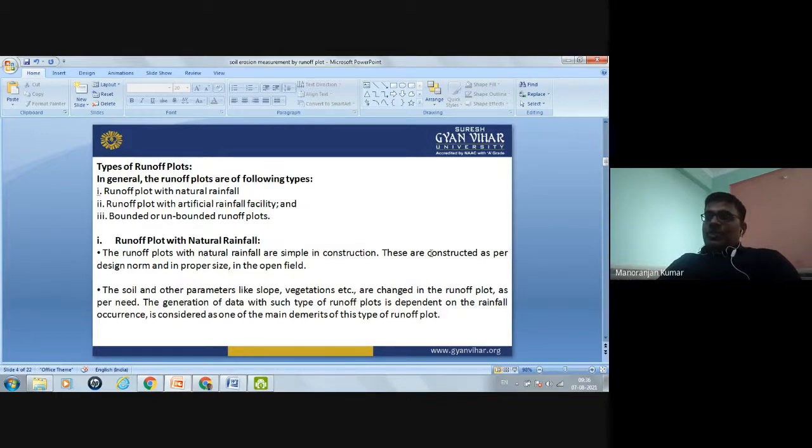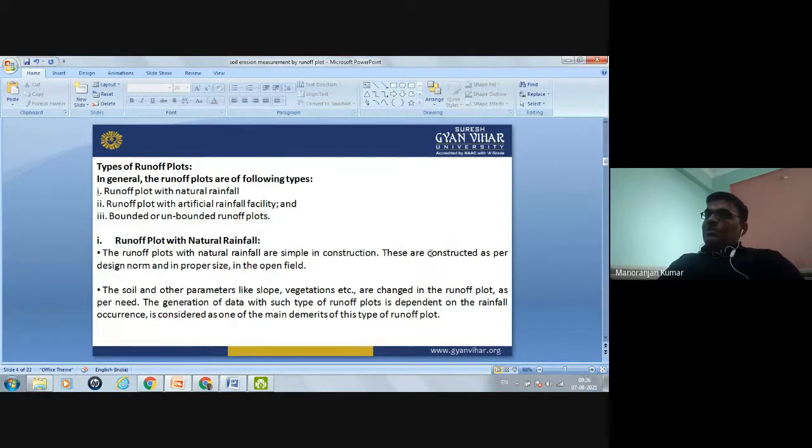Okay, so this dependence on the natural rainfall is considered as one of the main demerits of this type of runoff plot. So you can do research if there is a rainfall. If there is no rainfall, then you can't calculate how much soil is lost from your field. So this is the one drawback of this type of runoff plot.